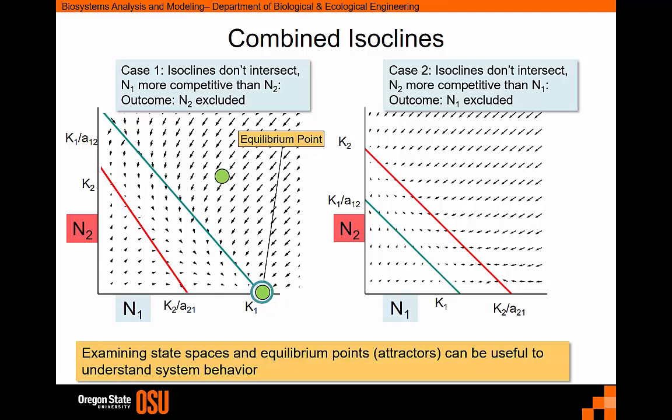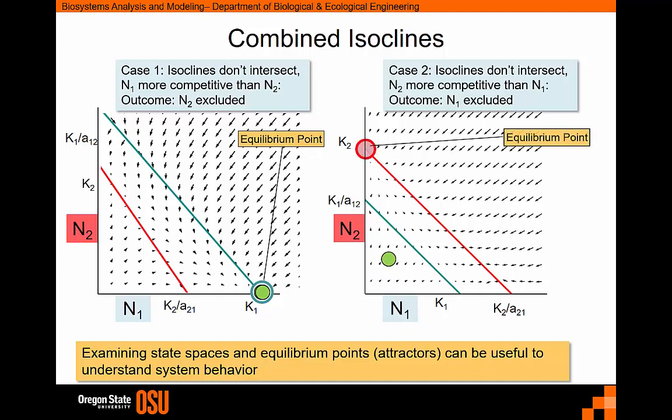For any point in the upper right-hand corner of the graph, both species are above their respective isoclines and both decrease. For any point in between the two isoclines, species 1 is still below its isocline and increases, while species 2 is above its isocline and decreases. The joint movement of the two populations is down and to the right, so species 2 is driven to extinction and species 1 increases until it reaches its carrying capacity, K1.